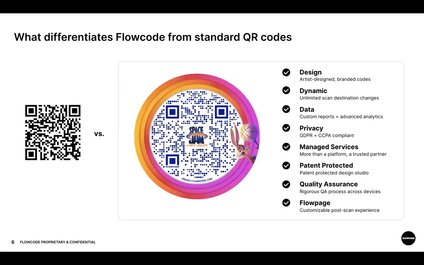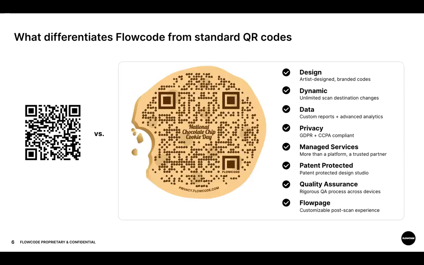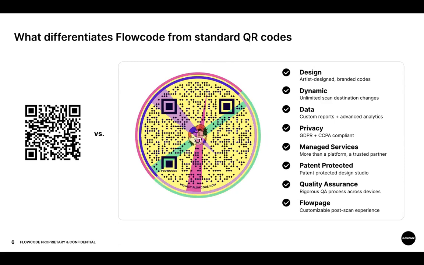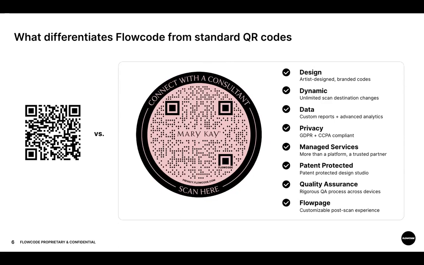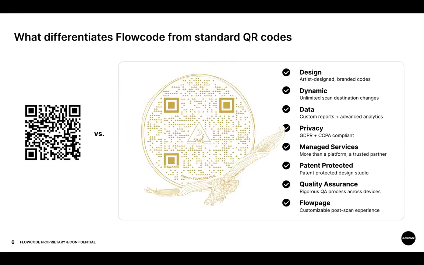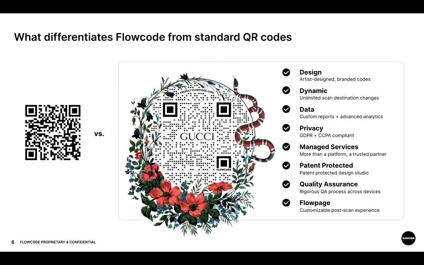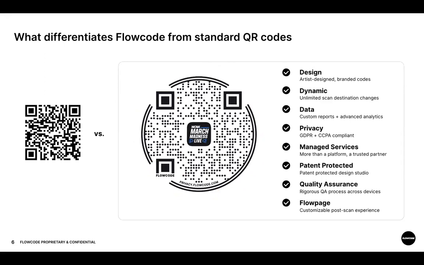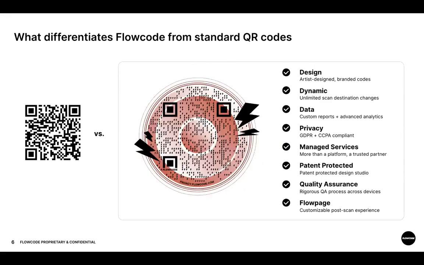And then patent protected, our design is completely patent protected, our iconic circle. But of course that's not limited to a circle. We offer squares, avocados. I've seen every shape in the book here. There is a rigorous quality assurance process when it comes to designing a Flowcode. Our whole team of designers, machine learning engineers, you name it, are all working diligently to make sure our codes are scanning, whether they're on TV or any kind of media or platform that you put them on.